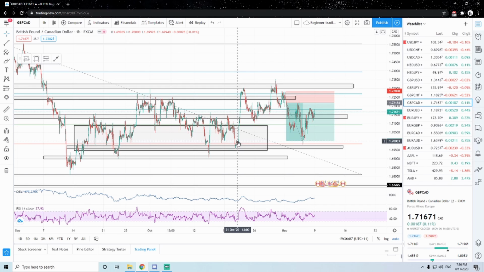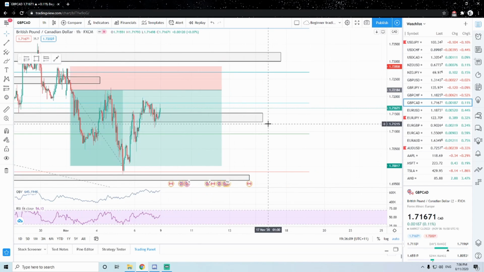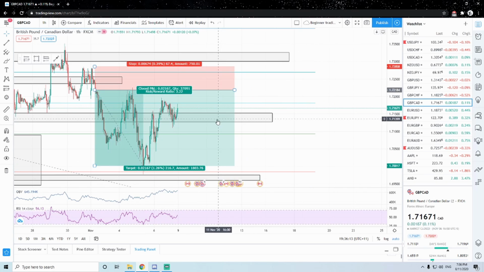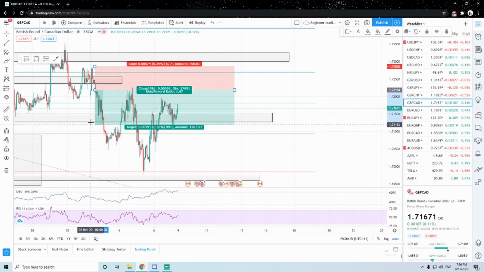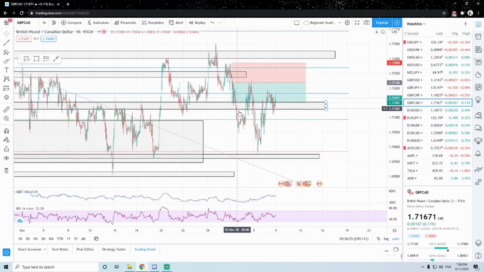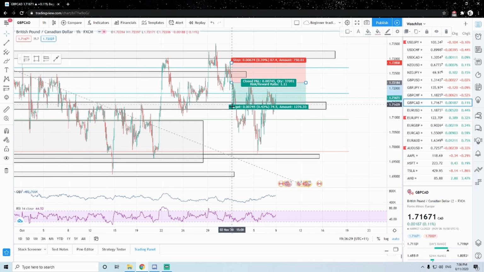Now I'll tell you guys what I did wrong here. What happened was I'd entered in, and once it came down to around this area here, I closed it. I closed the full position here, and then what I wanted was to see a break and retest of this, and then continue taking it towards the downside, and once again target those lows.